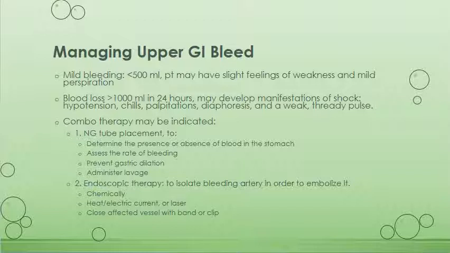An NG tube will be placed for various reasons. One is to determine the presence or absence of blood in the stomach. Let's see what's down there. We can also use that to assess the rate of bleeding, to prevent gastric dilation, and to check the status of the stuff sitting in there causing more problems.